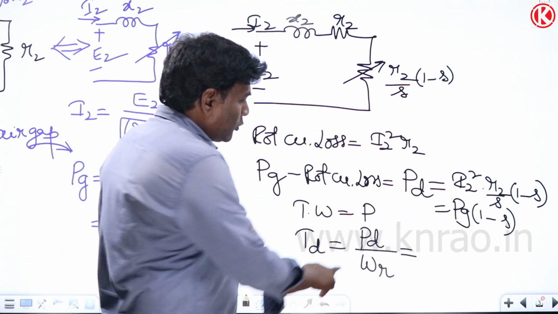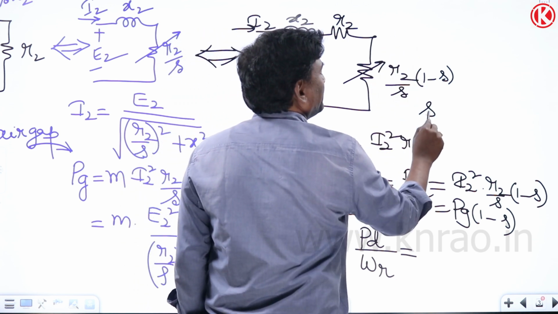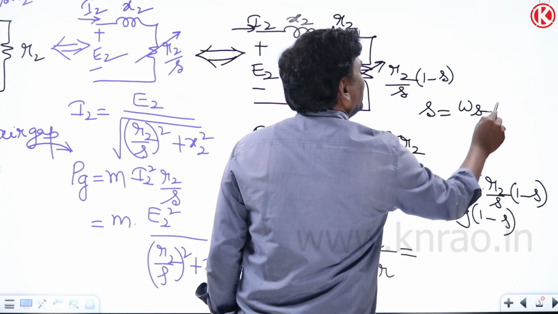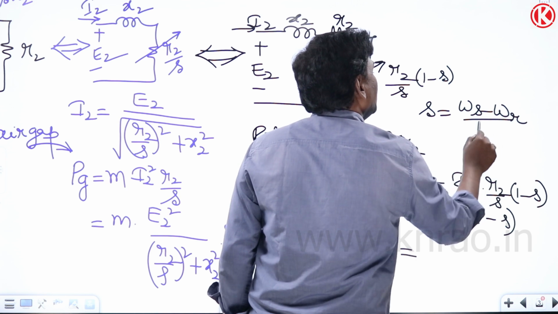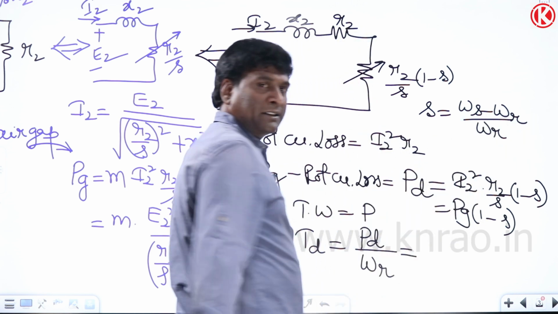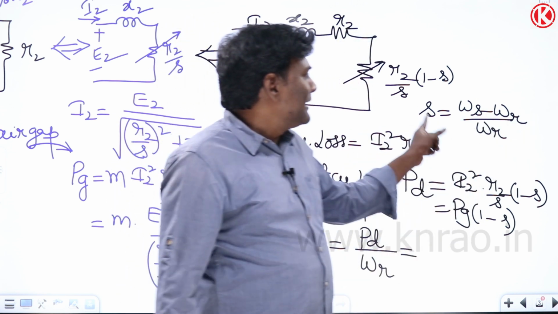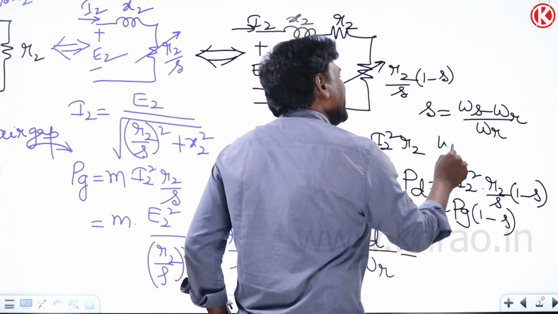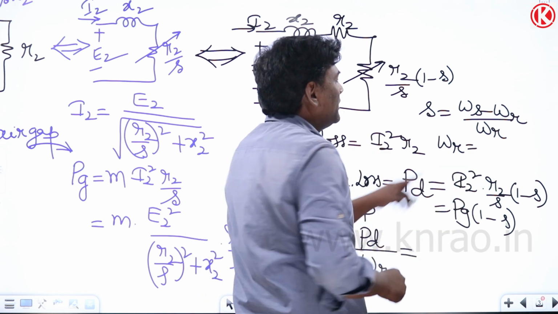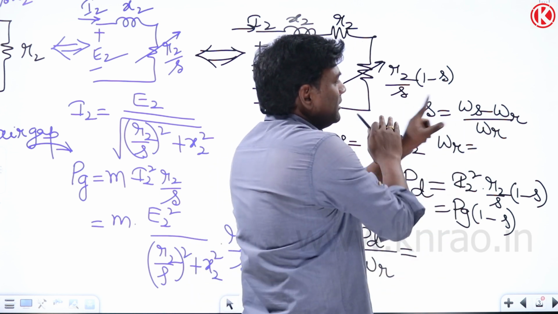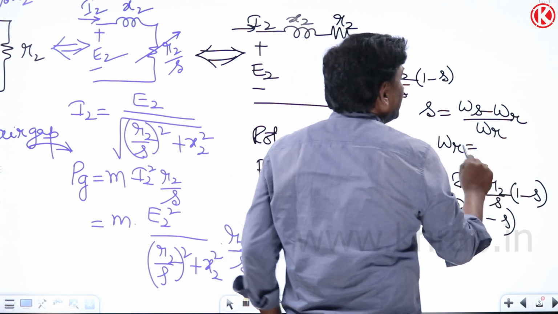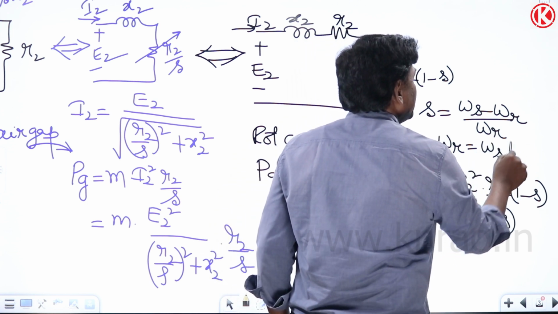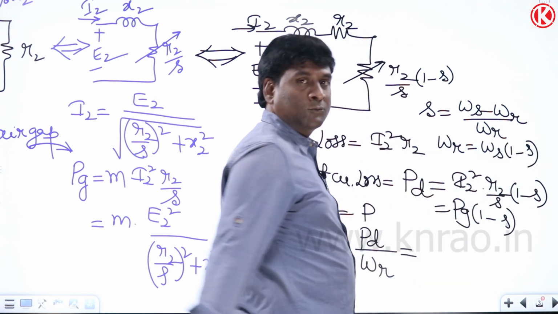Now let us think of omega R. If I think of slip, what is slip? It is going to be (omega S minus omega R) by omega S in radians per second, and in RPM, (NS minus NR) by NS will come. Now with this, omega R is going to be how much? S into omega S equals omega S minus omega R. If I send it to the other side, omega R is going to be omega S into (1 minus S).